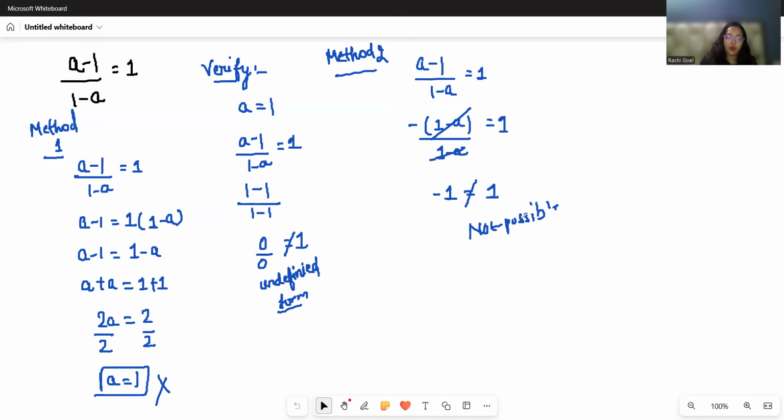So overall, no real solution, no possible answer for this equation.